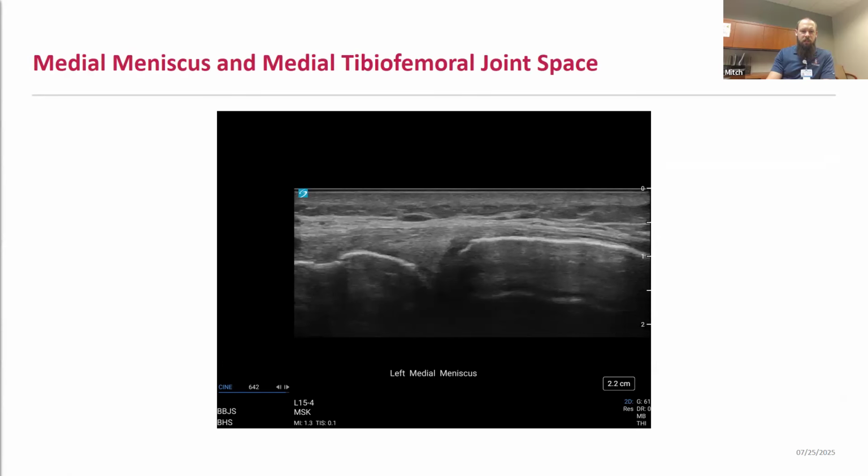Looking at the medial meniscus, and again, the medial tibiofemoral joint space, the meniscus is going to be this triangular structure present within that joint space. The apex of the meniscus can be more difficult to evaluate just because it's deeper within the joint, and you can't see it as clearly because of shadowing from the bone. And so we're going to see more of the periphery of the meniscus a little bit better.